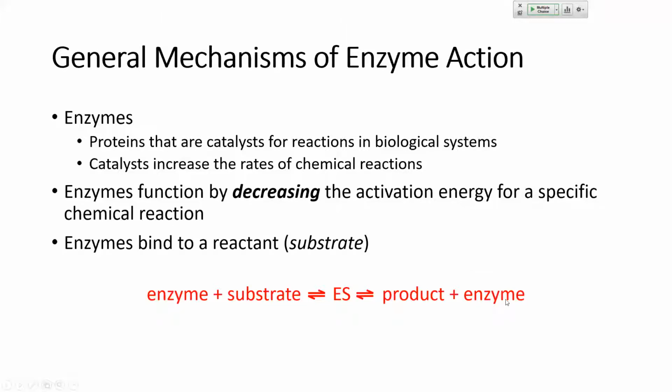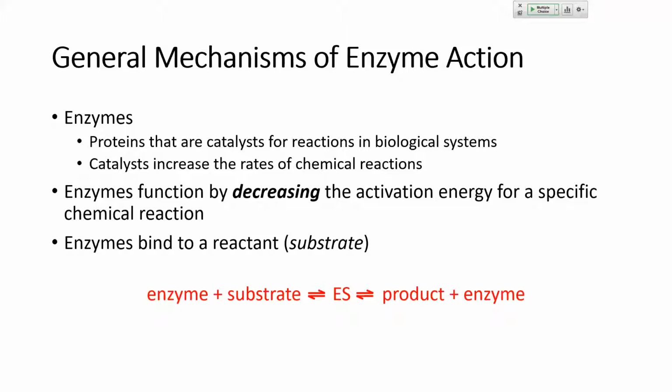Now this can proceed in the reverse direction as well. So we can bind the product that we made to the enzyme. We'll eventually end up with an enzyme substrate complex, and on this end, we can spit out the substrate once again, and we can spit out the enzyme as well. Okay, so this can happen both in the forward and the reverse direction, depending on the environment in our body.